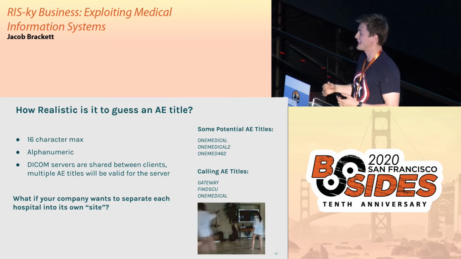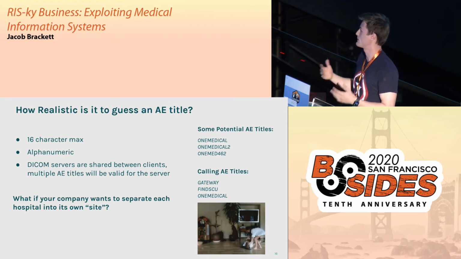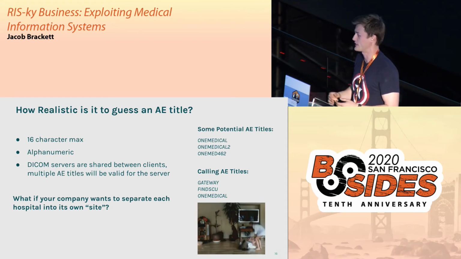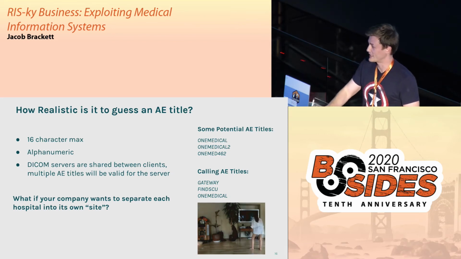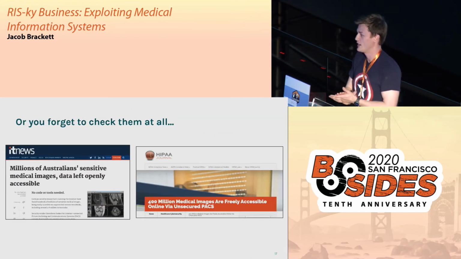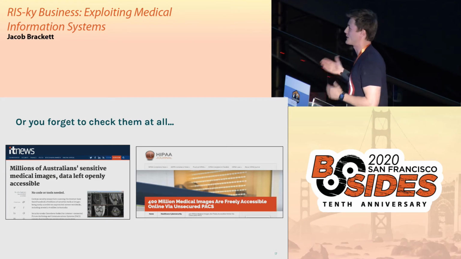And so the attacker right away could get a list, just by browsing to your PACS web server, of every valid application entity title for your system. So that can definitely cause problems for associating. Or, of course, you just forget to check them at all.